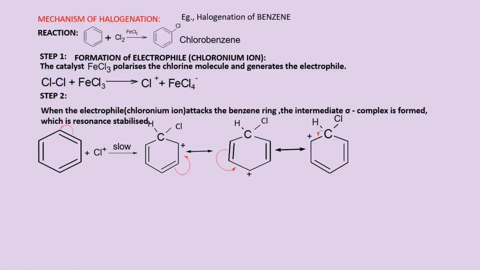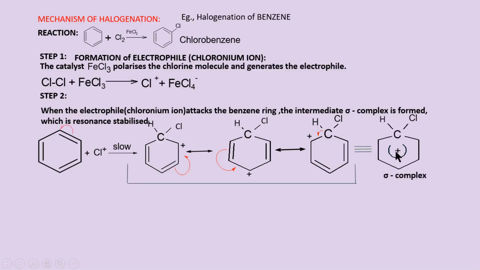So only 3 resonating structures are possible, and this is equivalent to the sigma complex. So the positive charge is represented at the center, and this represents the pi electron flow.